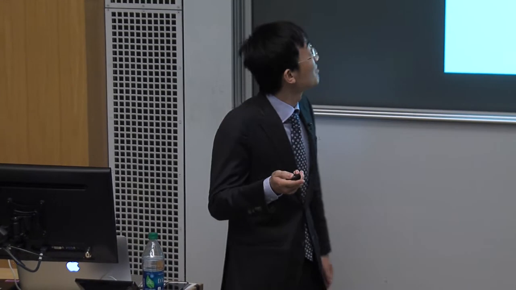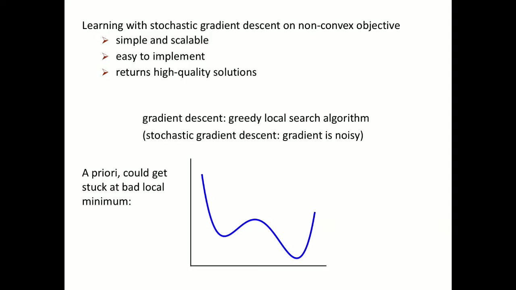A priori, a local search algorithm could get stuck at a bad local minimum. For example, we have this one-dimensional case here. There's a global minimum on the right, and there's a local minimum on the left-hand side, which is not a global minimum. Suppose we start here and do gradient descent. We just go downhill, we go left, and finally, we are going to get stuck at this bad local minimum.